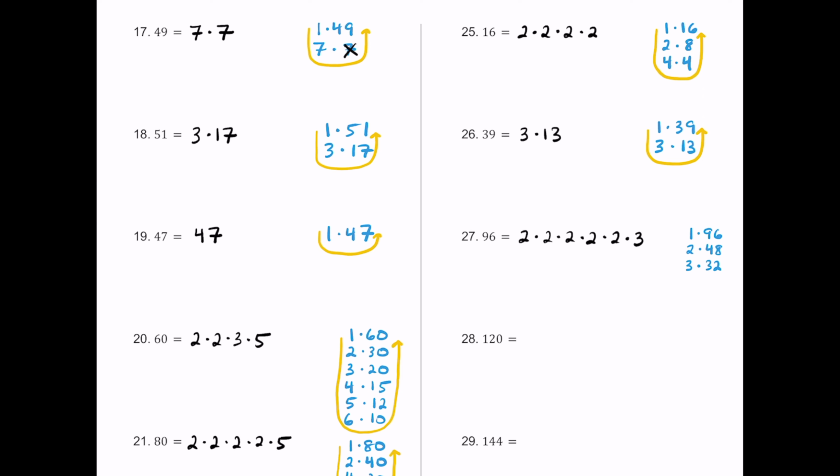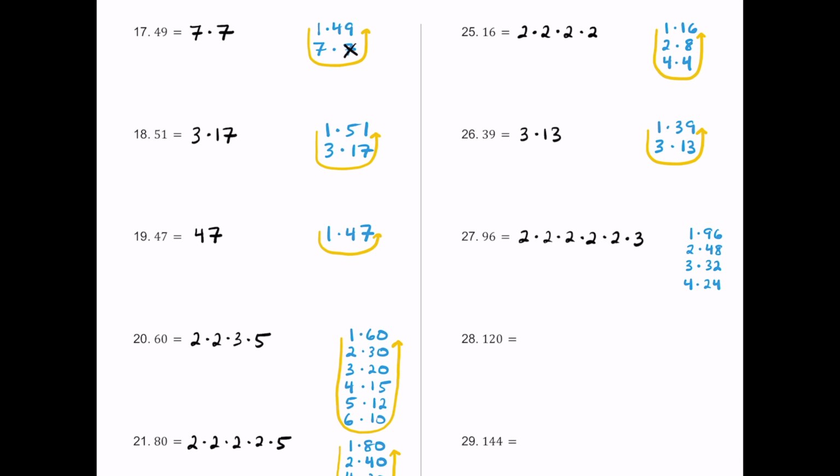Now, is there a 4 on the list? Sure there is. From these two 2's makes 4. And so let's see what the rest of these make. 2 times 2 is 4, times 2 is 8, times 3 is 24. So 4 times 24 equals 96.